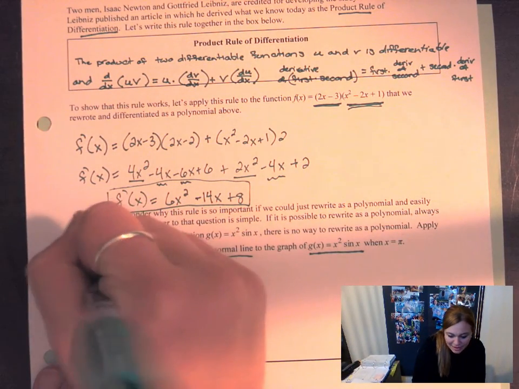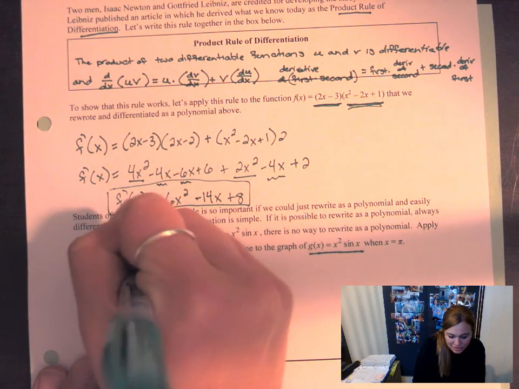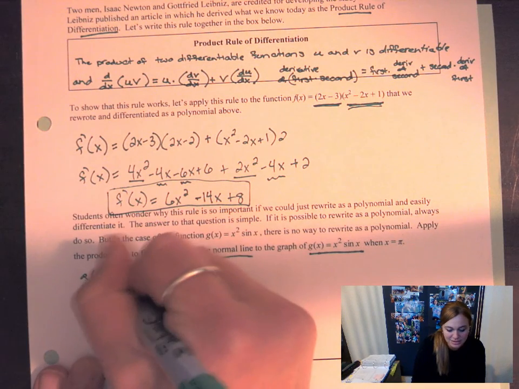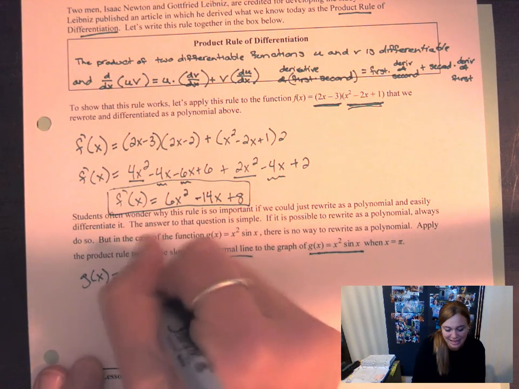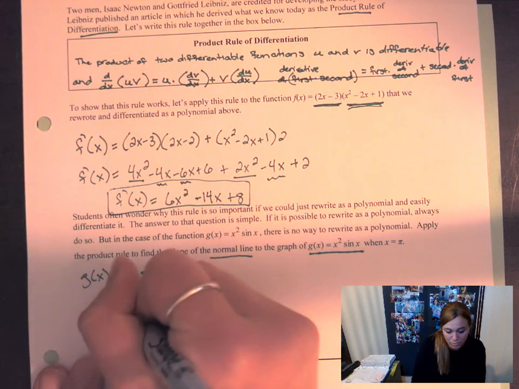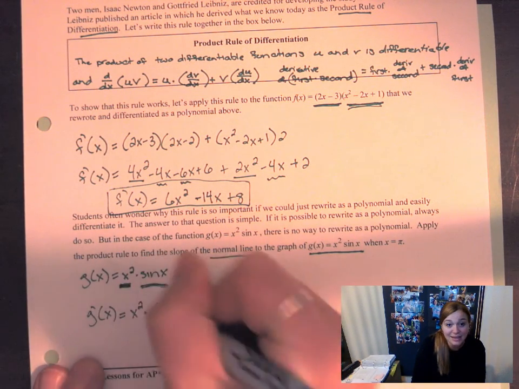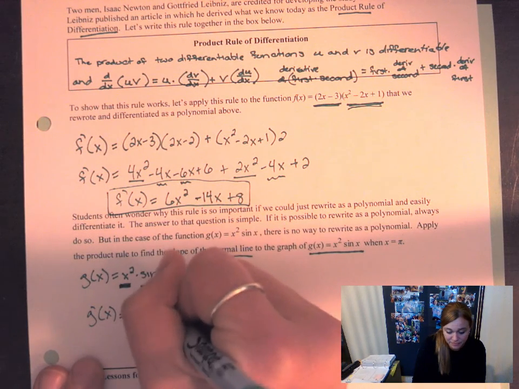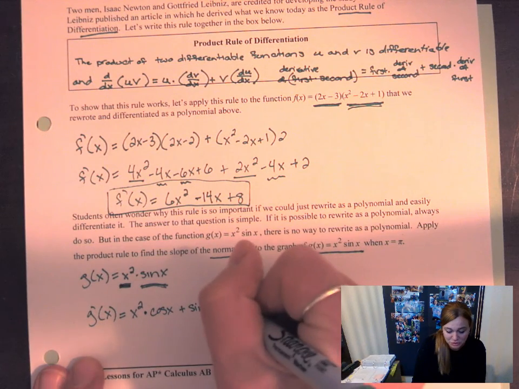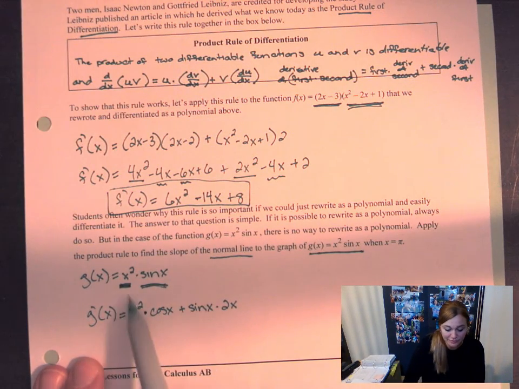So if g of x is x squared times sine of x, make sure you're labeling, you're not just writing something down. This is going to be my first, this is my second. G prime of x will be first times the derivative of the second plus my second times my derivative of my first. So I did first, the derivative of sine is cosine, plus the second, that was sine of x, times the derivative of the first. That would be 2x.